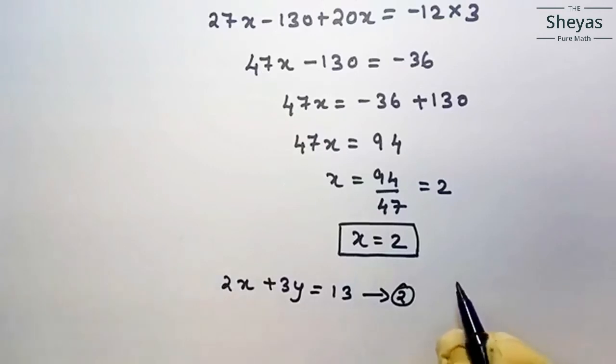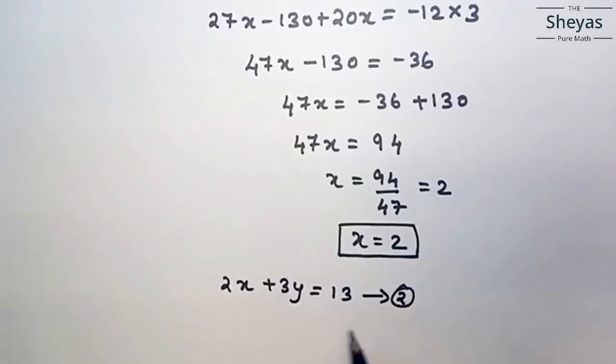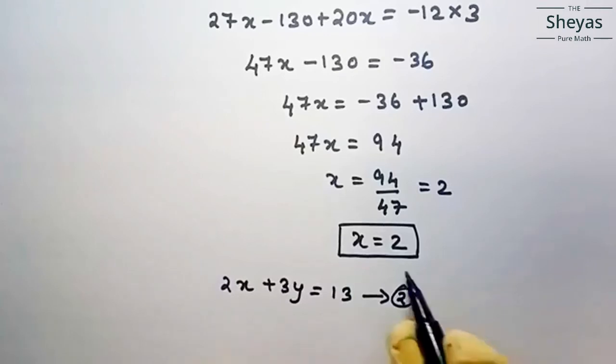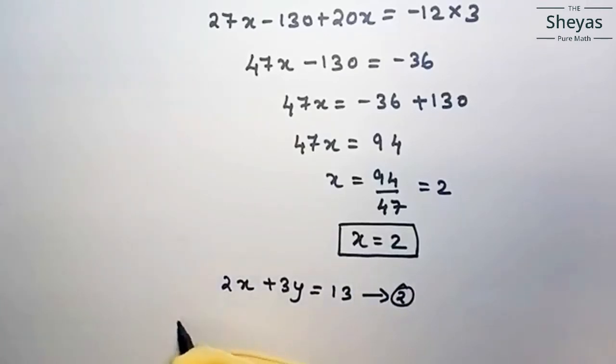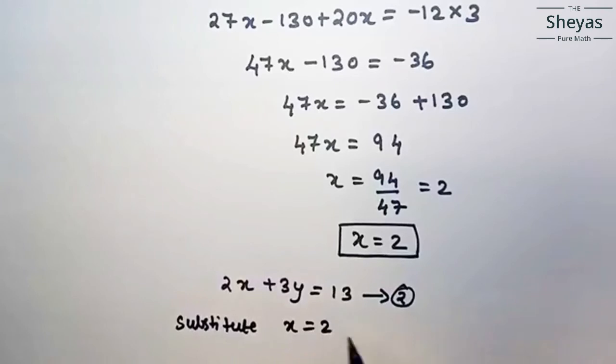Now what I am doing is, I am substituting this x is equal to 2 in equation 2. How did I get equation 2? From equation B, I got equation 2. I am writing that equation 2 again because I am going to substitute this x is equal to 2 in this to get the y value. So now substitute x is equal to 2 in equation 2.